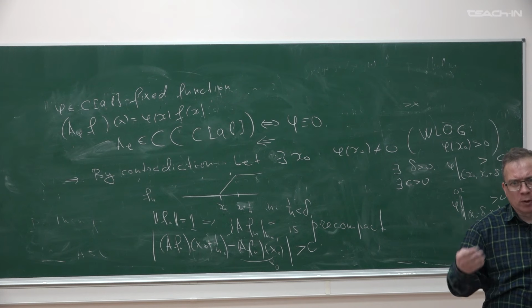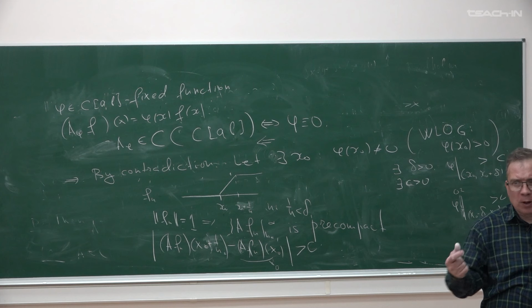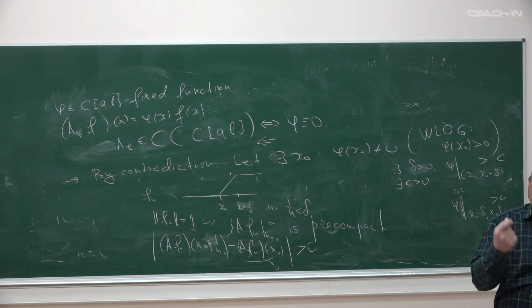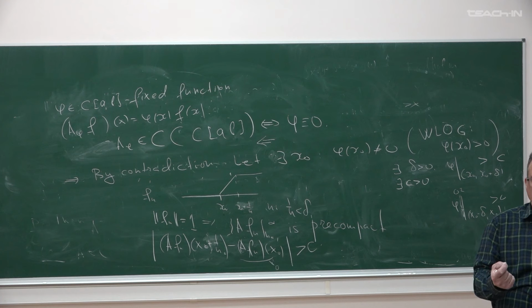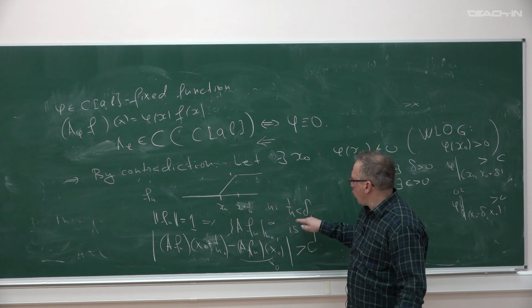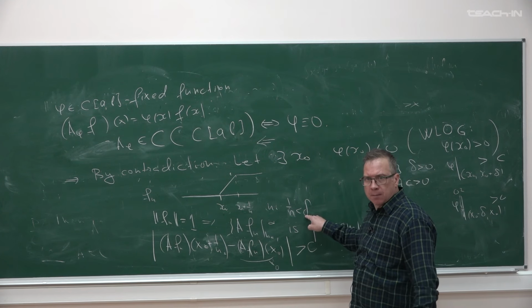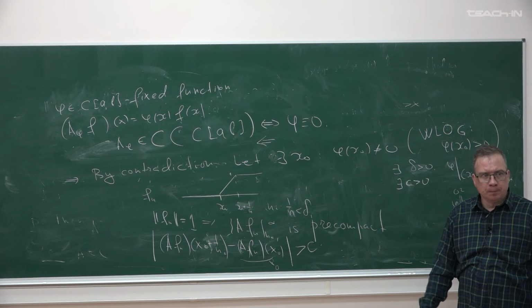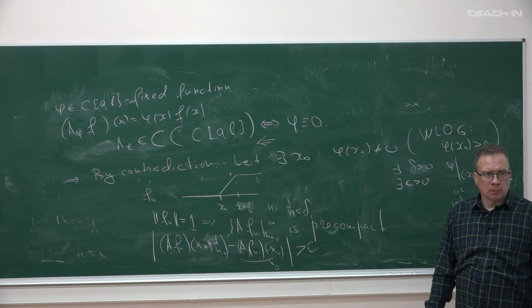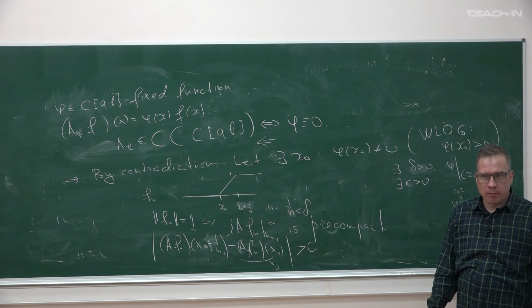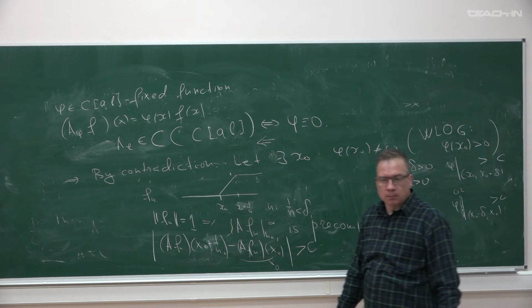By definition of equicontinuity, it must be small. If arguments are close, then the values for all functions must be small. But we can find such n that 1 over n is less than delta. Then it is not small. It is not small. Yeah?